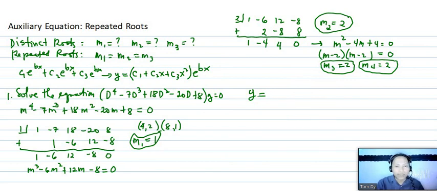So this is distinct. When distinct, we have c sub 1 e raised to m sub 1 times x, that is 1 times x. Plus, since m sub 2, 3, and 4 are repeated, we will make use of c sub 2 plus c sub 3 x plus c sub 4 x squared, times e raised to 2x. This will be our final answer.